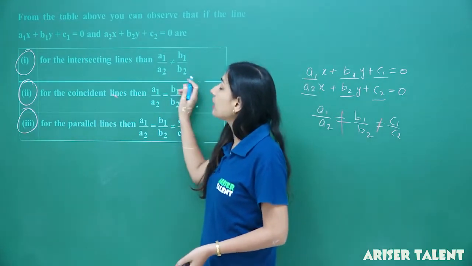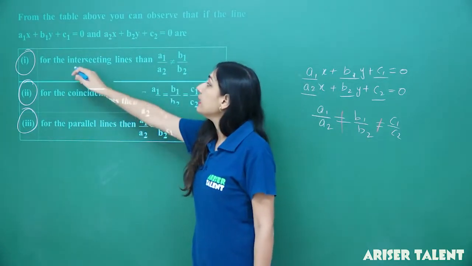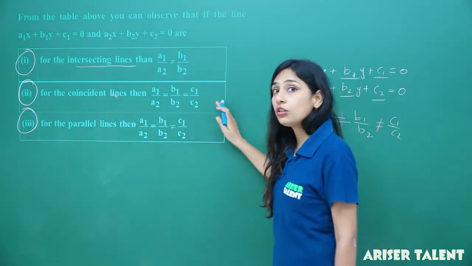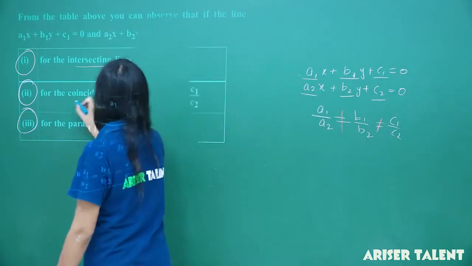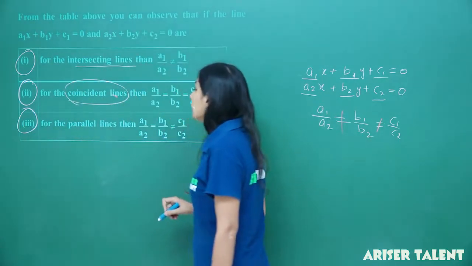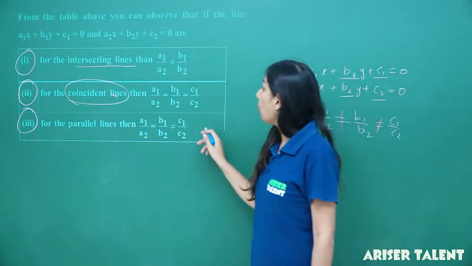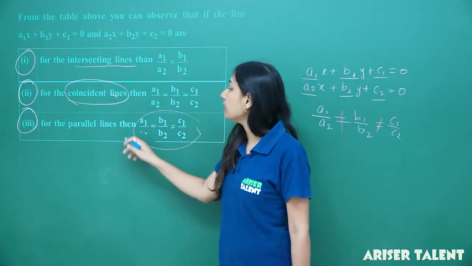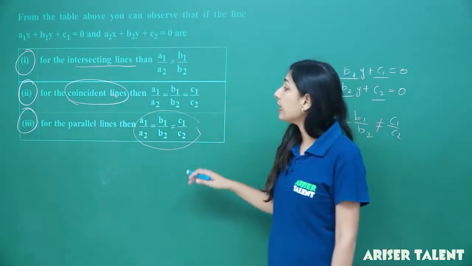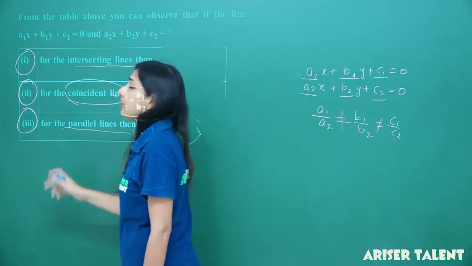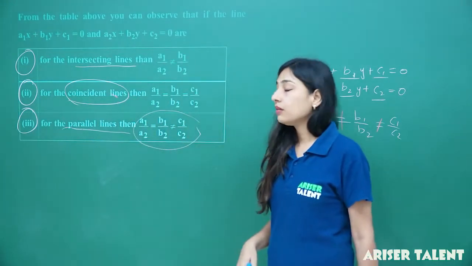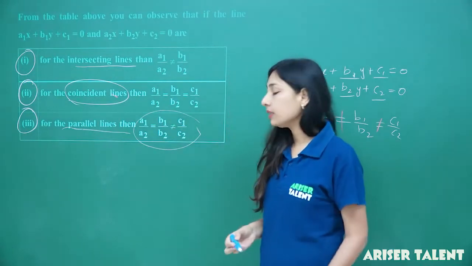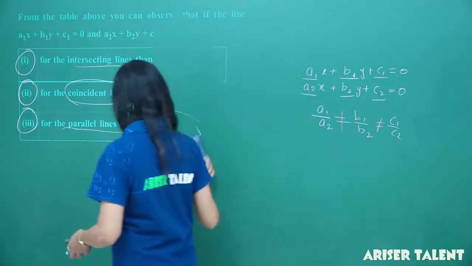If these ratios are not equal, then they are intersecting lines. If all three ratios are equal, then they will be coincident lines. And if a1 by a2 equals b1 by b2 but is not equal to c1 by c2, then that will be known as parallel lines.